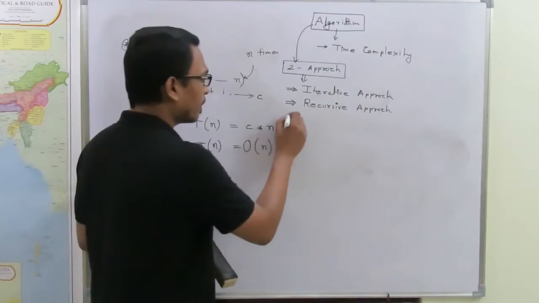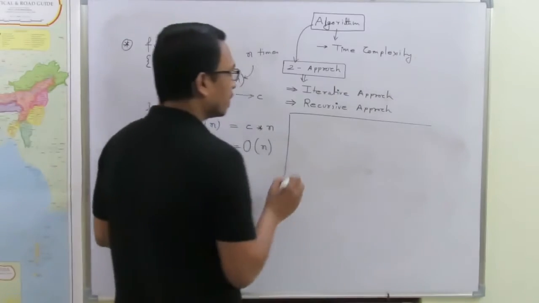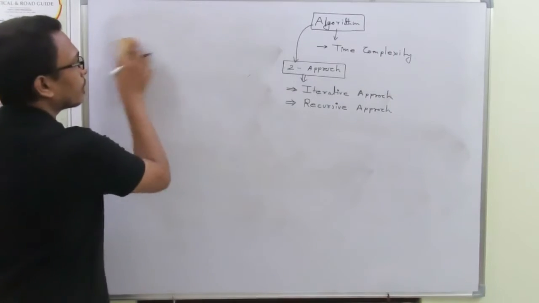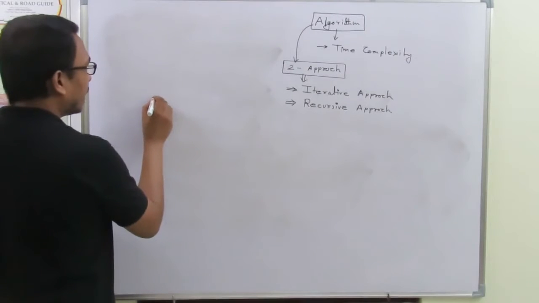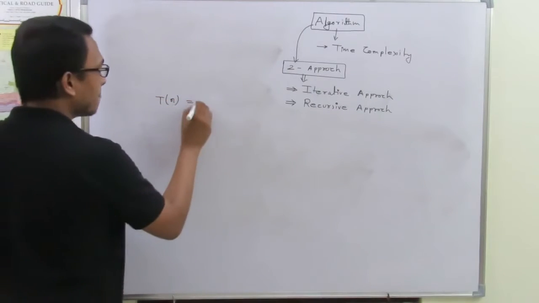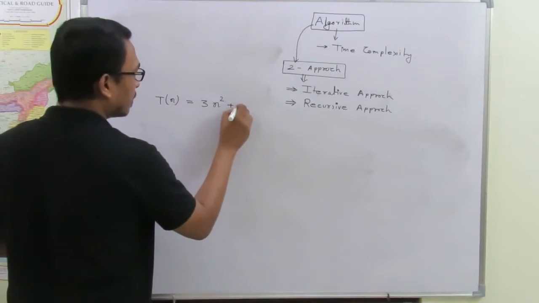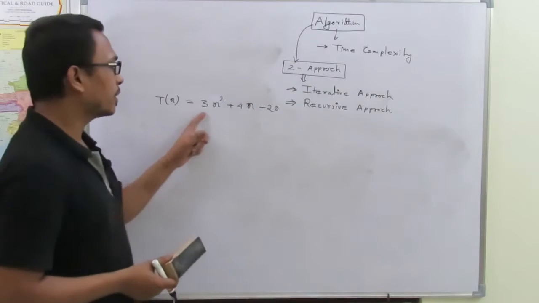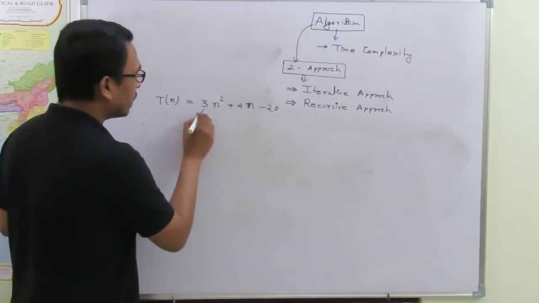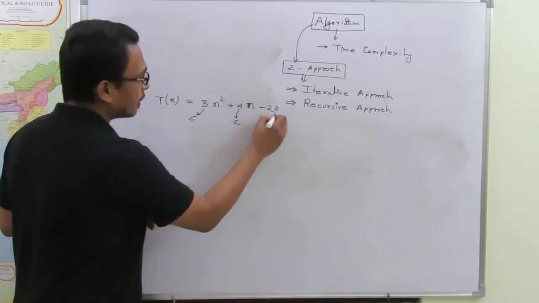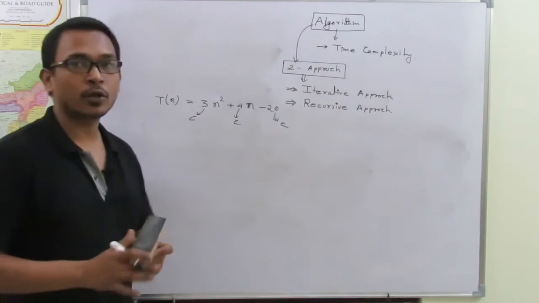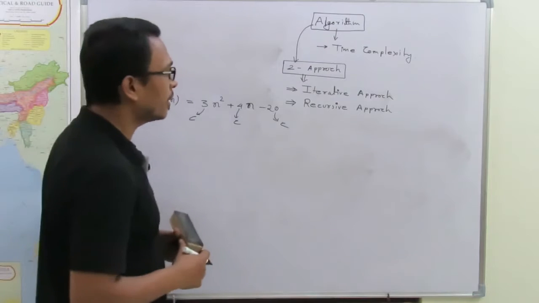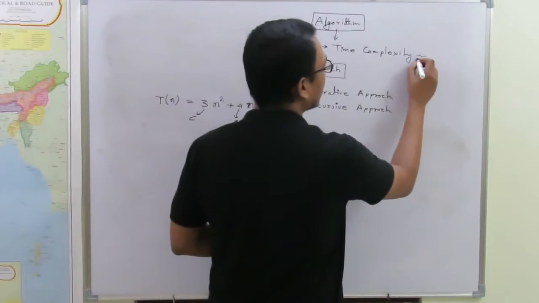Now let's say for a particular problem we get the time taken by the problem as 3n square plus 4n minus 20. Then what will be the time complexity of this particular problem? Look, here this one is constant, this one is constant, this one is again constant. That means we will remove all those things. Clear? And this time complexity is just an approximation.